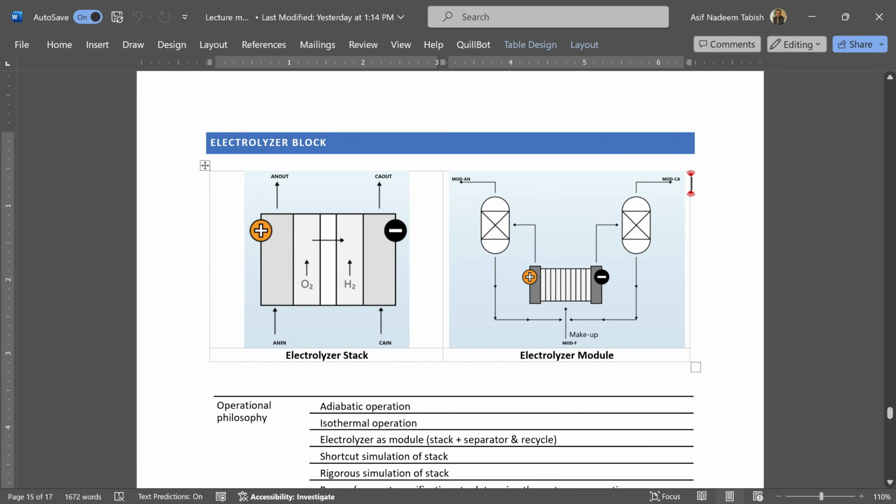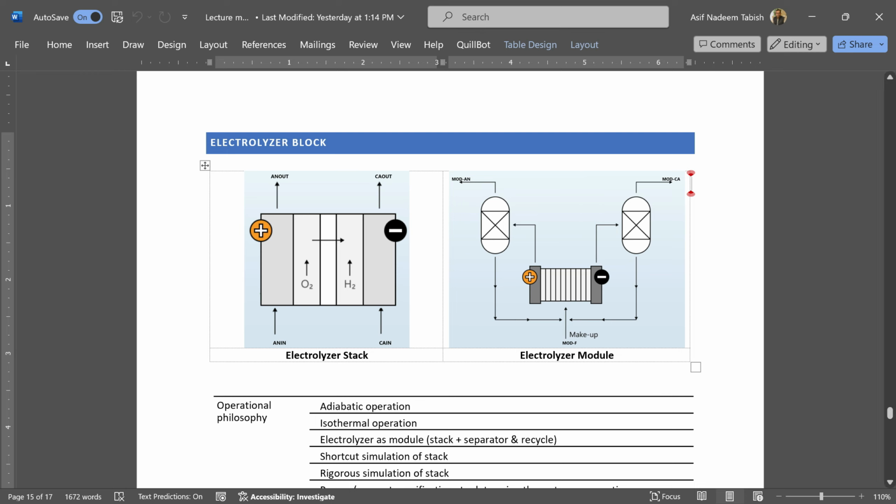So let's learn how to simulate the electrolyzer block in Aspen Plus. The electrolyzer block serves the purpose of water electrolysis for the production of hydrogen and oxygen. There are two variants of electrolyzer block in Aspen Plus. One is the electrolyzer stack that can be modeled as a shortcut block as well as a rigorous block including the geometrical details of individual cell and the stack.